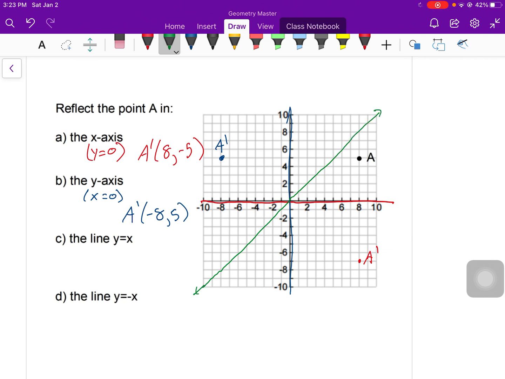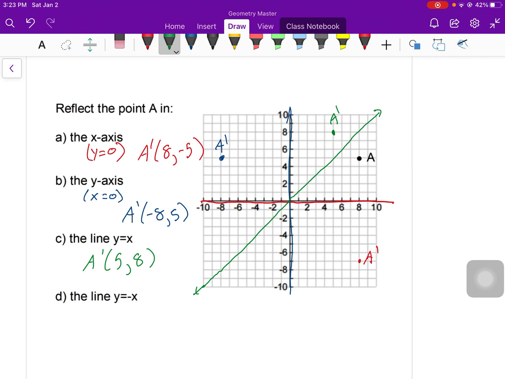So there's the line y equals x. If I want to reflect across that line, it said change your x and your y values. So this was (8, 5), so this should go to (5, 8), according to that rule. Now here's the really easy way where you can do this without thinking about that rule.